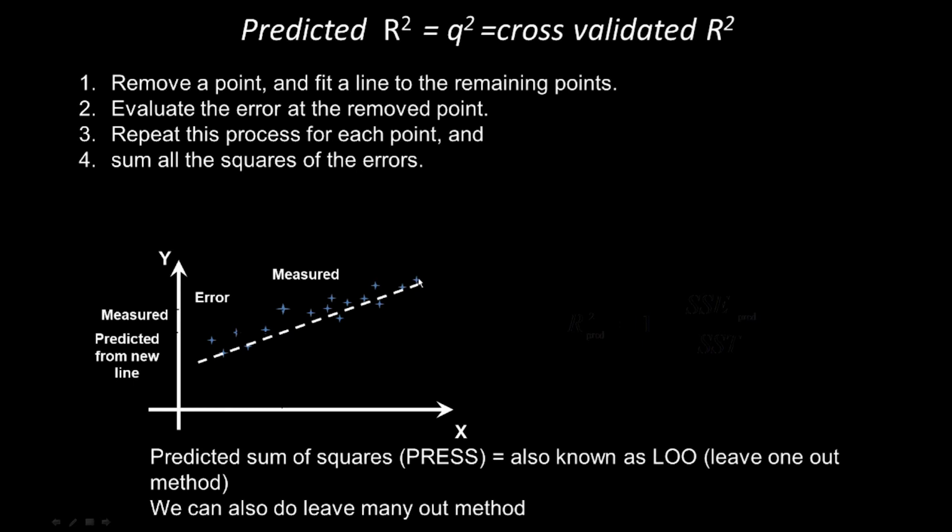That means instead of 1 point, we can miss out 2 points and develop a regression relationship, and then try to predict the data for those 2 points, repeat the process and get errors. So this is a very stringent R square. That is why Q square will always be lesser than R square adjusted, which will be lesser than R square. Okay, so these are different R squares.